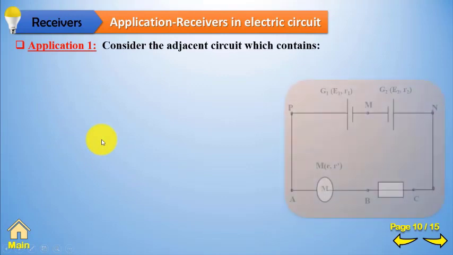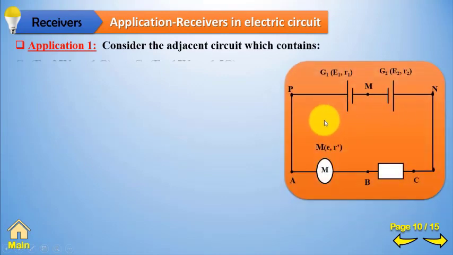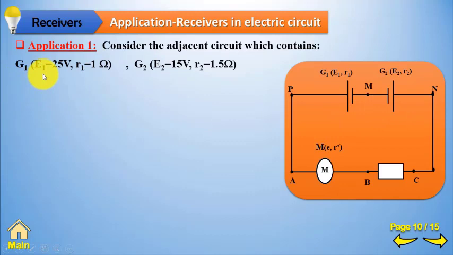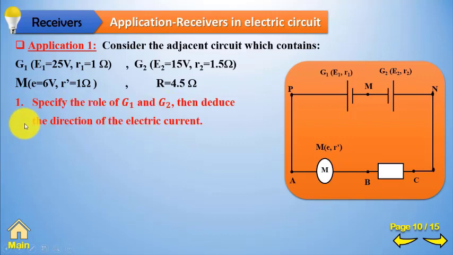Consider the adjacent circuit which contains two generators, G1 of electromotive force E1 equal 25 volt and internal resistance R1 equal 1 ohm, G2 of electromotive force 15 volt and internal resistance 1.5 ohm, a motor which is a receiver of back electromotive force 6 volt and internal resistance 1 ohm, and a resistor of resistance 4.5 ohm. Specify the role of G1 and G2, then deduce the direction of the electric current. Think about the question carefully.